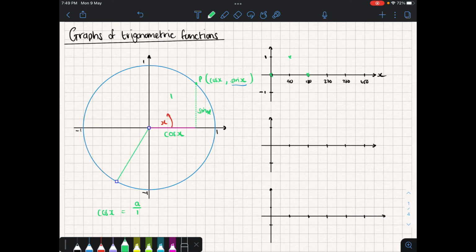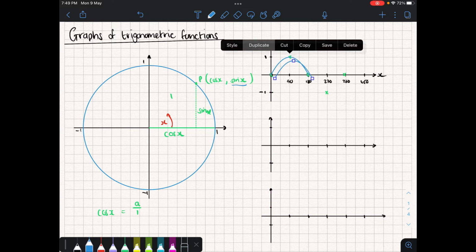And now we can continue moving around. If we get to 270 degrees, we're back at -1. And finally, if we moved all the way around a full revolution, 360 degrees, we're back at 0. Okay? And so if we had to join the dots, as we say, you would find that we create a curve very similar to this. Okay, and that is the sine wave that is generated.